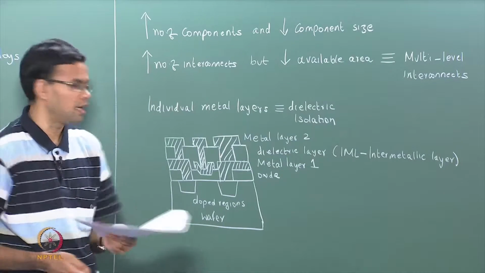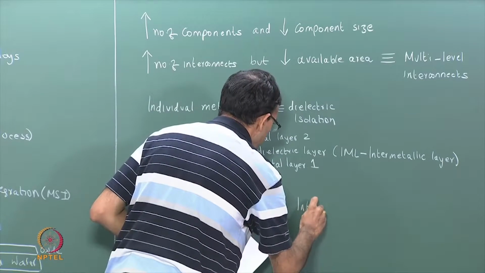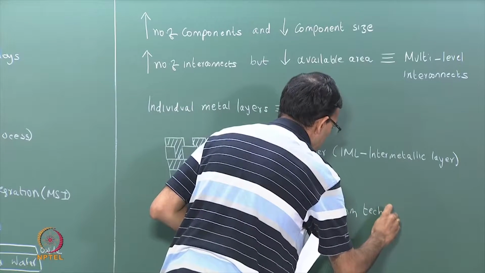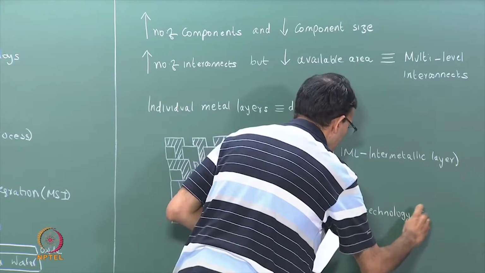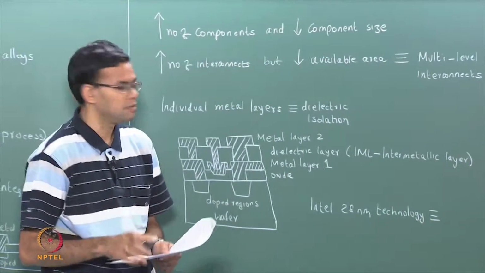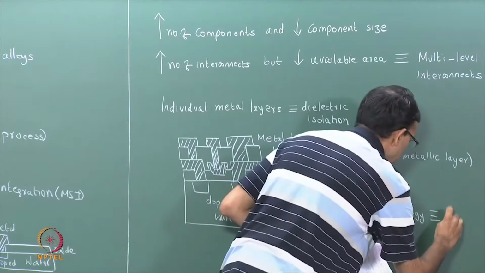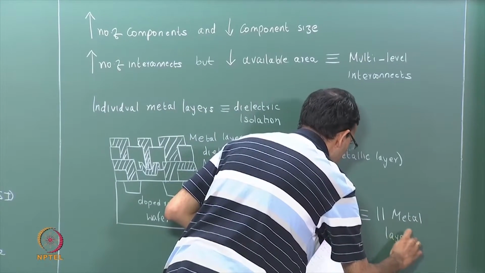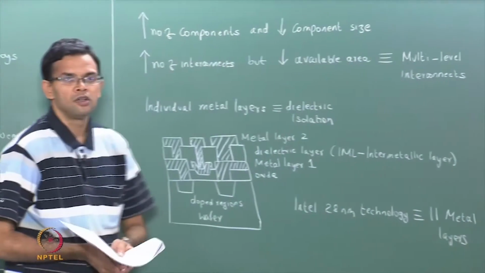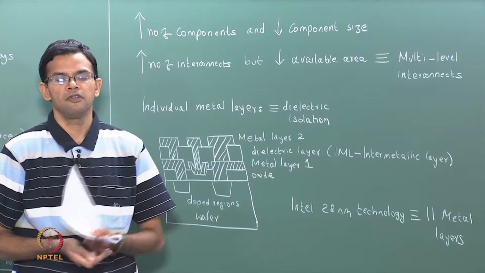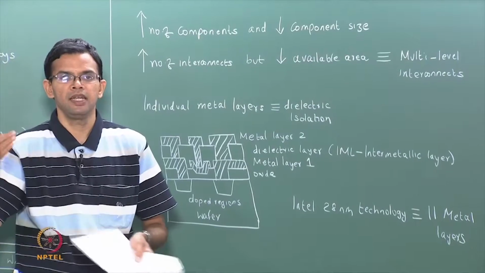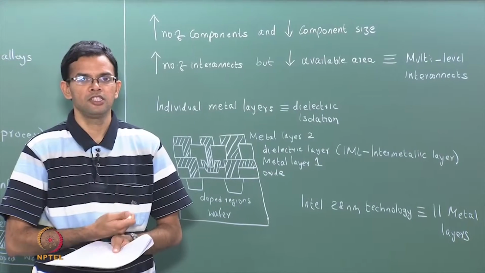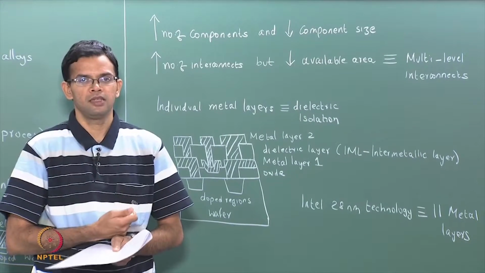So if you look at it, the current 28 nanometer technology has essentially 11 layers of metals, or 11 metallization layers. So we are seeing that with increasing device complexity, we essentially end up building a large number of these metal layers. There has also been an evolution in the kinds of materials that have been used to make these interconnections.